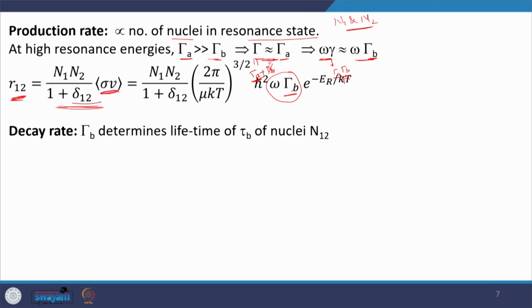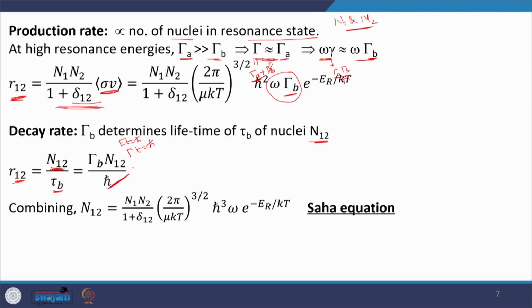Now, coming to the decay rate, this decay rate determines the lifetime of the nuclei in the reactions. So, the decay rate is nothing but the ratio of the number of nuclei N12 and the lifetime of the N12 nucleus. Using this concept of energy into time is equal to h cross, total partial width into time is equal to h cross, I can write down the expression for the decay rate. Combining these two terms, decay rate and production rate, I can find out the expression for the total number of nuclei present in the reaction. This is called the famous Meghnad-Saha equation.